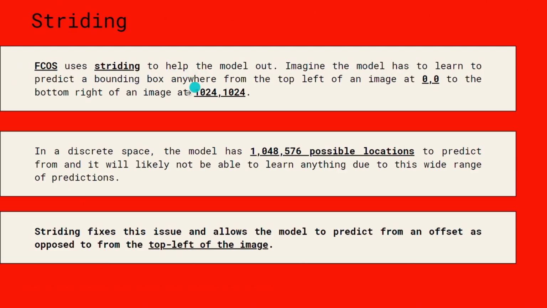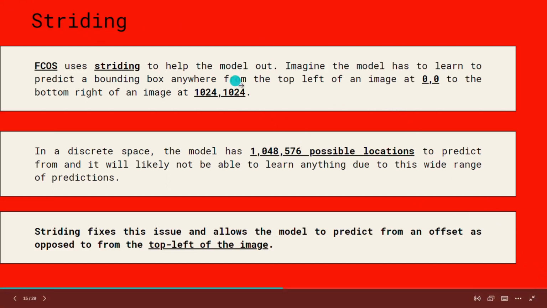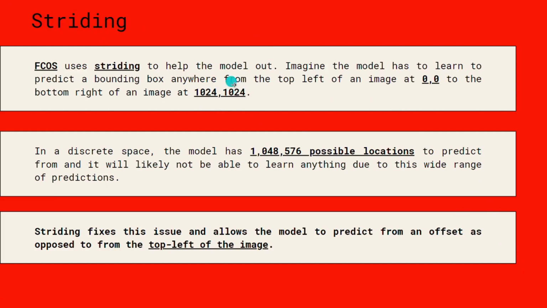Imagine the model has to learn to predict a bounding box anywhere from the top left of an image at 0, 0 to the bottom right of an image at 1024, 1024. So there is a method known as FCOS, and it uses striding to help the YOLOX model. And if we consider the YOLOX model making predictions starting from the top left corner of the image to the bottom right corner, let's say the dimension of the image is 1024 by 1024.